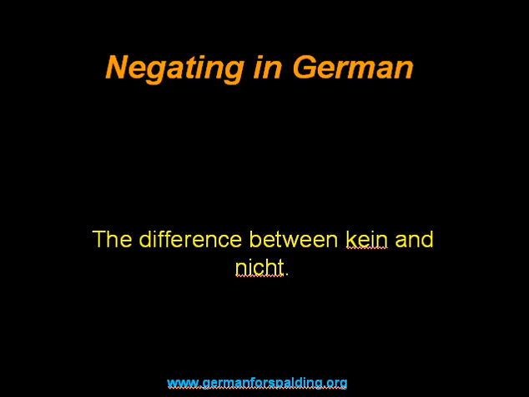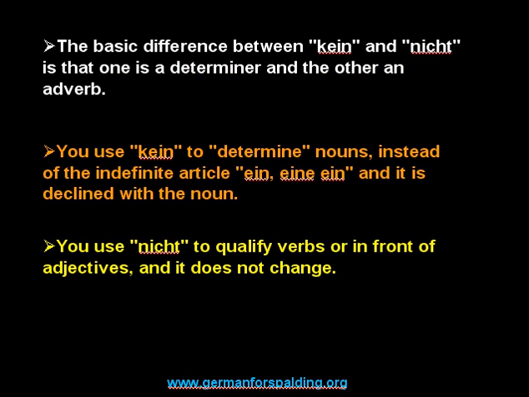Let's start with the basic difference between kein and nicht. One is a determiner and the other is an adverb. For example, you use kein to determine nouns. Another way to think of this is just quite simply, kein goes in front of nouns. Instead of an indefinite article, it takes the place of that. So instead of ein, eine, or ein, you've got kein, keine, or kein. And it's declined with the case of whatever the noun is that follows it.